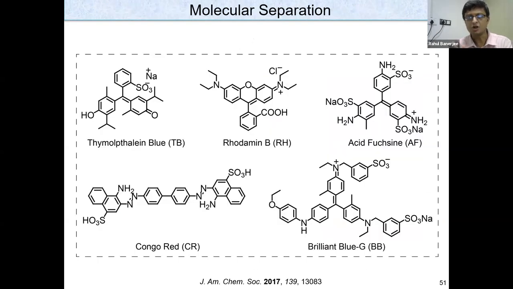And you could use lots of different dye molecules, and it is very simple because these dye molecules do have their features, and you will see that these dye molecules can be filtered very nicely over here.